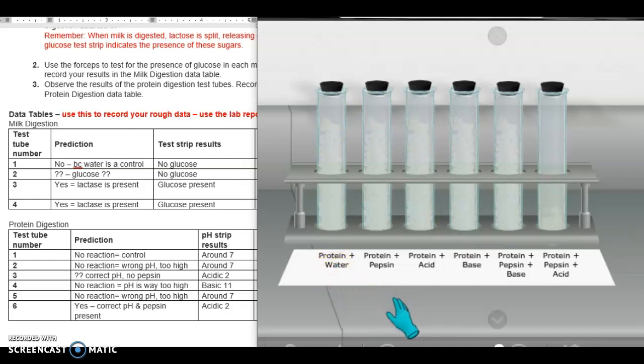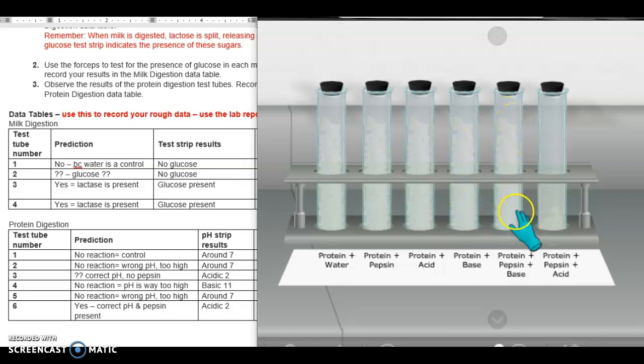Let's remind ourselves what we had predicted. In the 6 test tubes, we all have egg white. The first one is just water. The second one is egg white and the enzyme that breaks down proteins. The third one is just acid, like you'd find in your stomach. The fourth one is egg white and a basic solution, which is not the right pH of your stomach.